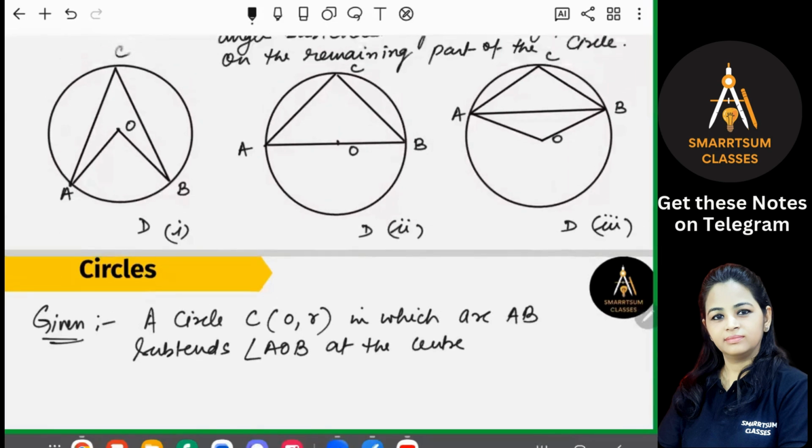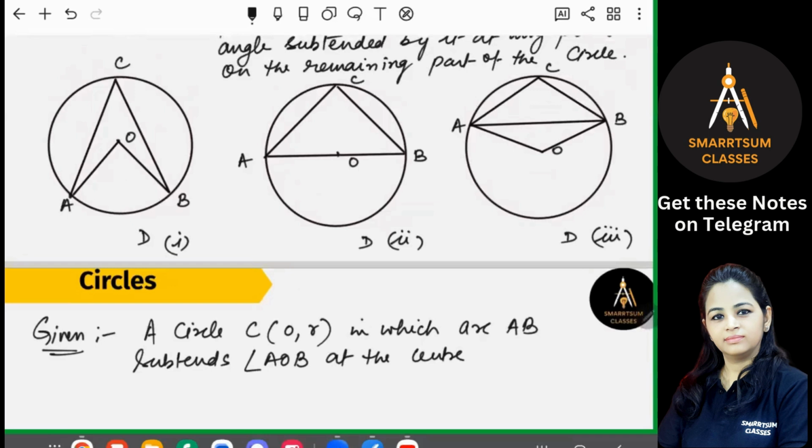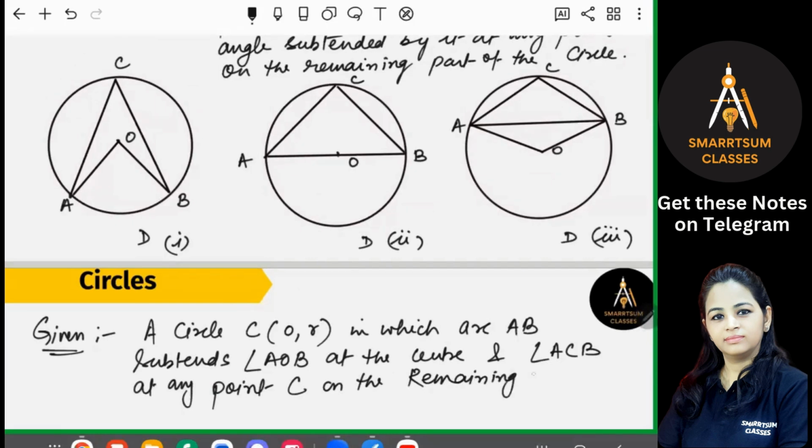As you can see, in all three figures AOB is the angle at the center, and angle ACB is at the point C. We have taken the point C in all three diagrams. So angle ACB is the angle subtended by the same arc AB at any point C on the remaining part of the circle. You can take this point anywhere in the remaining part of the circle. So this is given here.